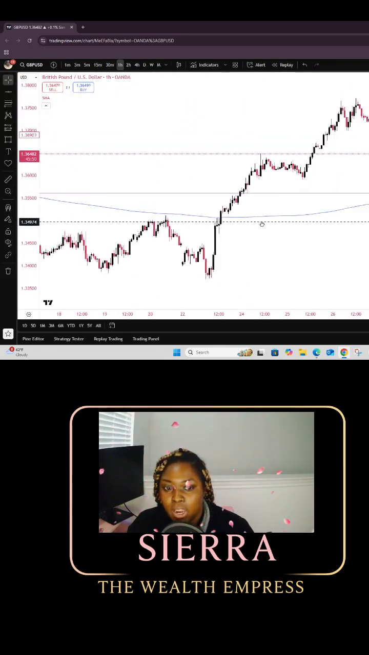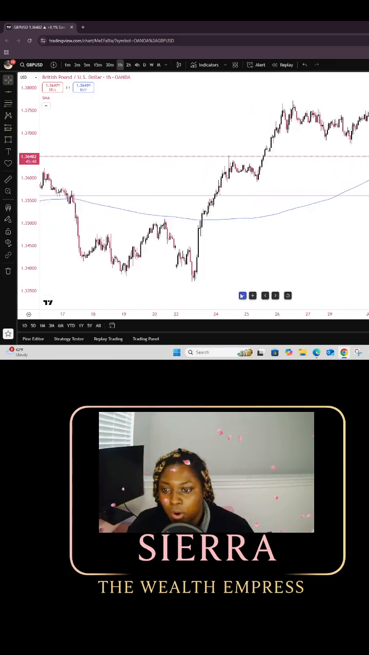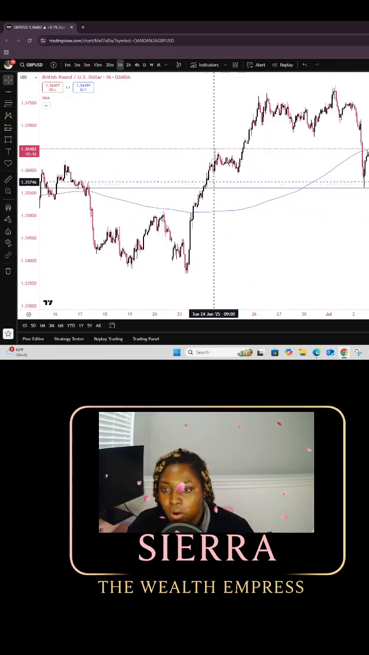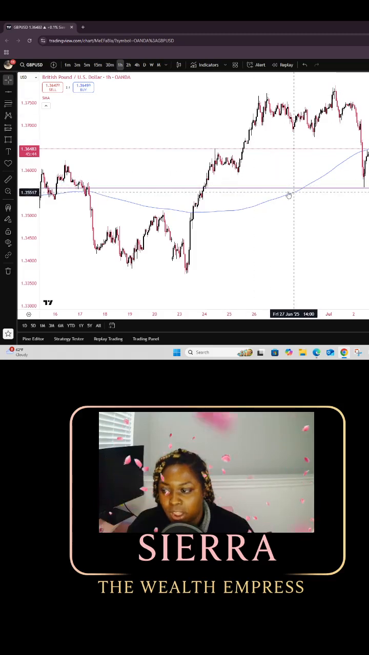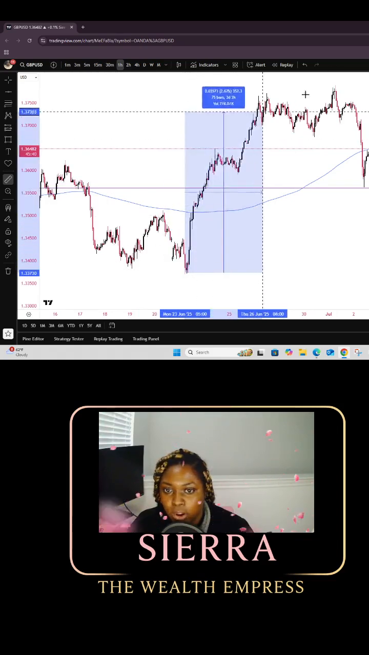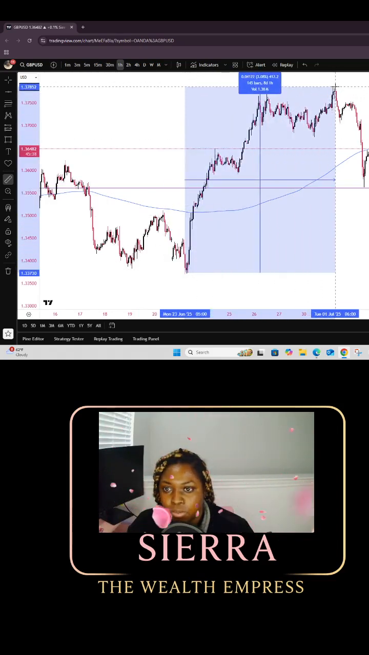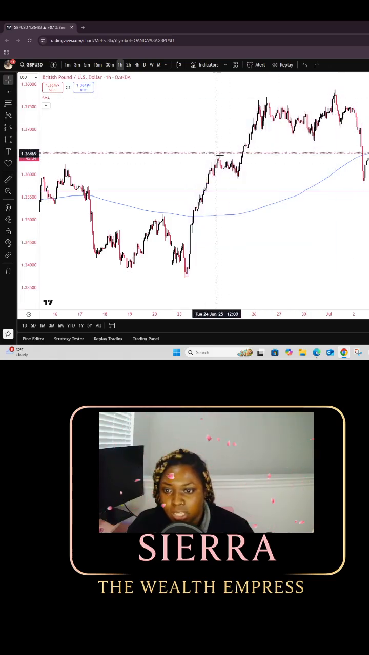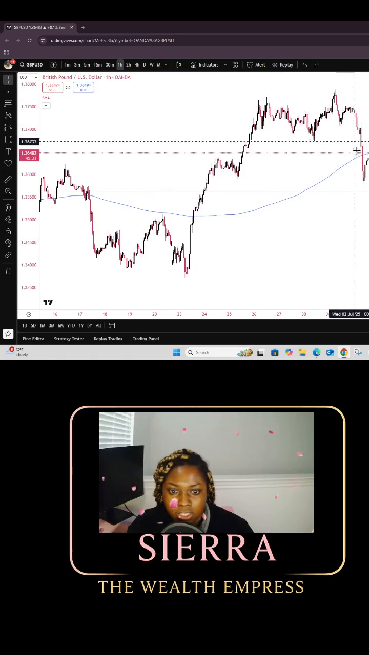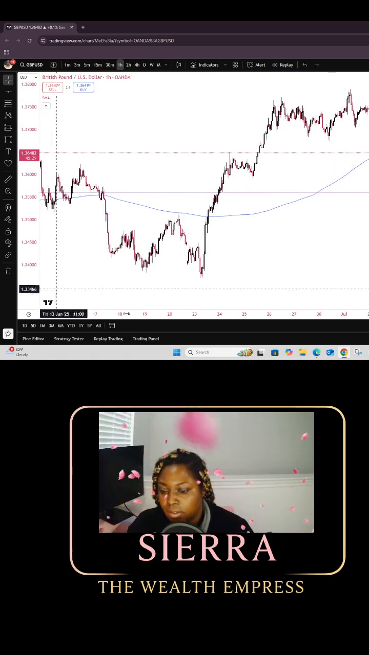So let's see. Well, right now, I definitely knew that the market was overbought. So you see how far price moved from this moving average. And this was just one big impulsive move. It's rare that the market moved up 412 pips in 8 days. Didn't really give us any type of pullback until today.